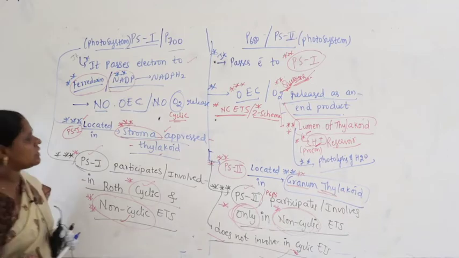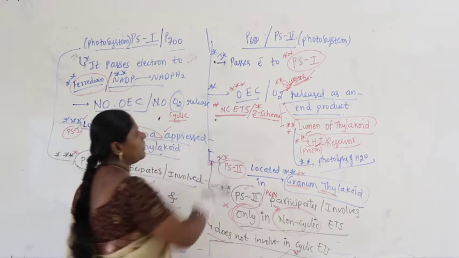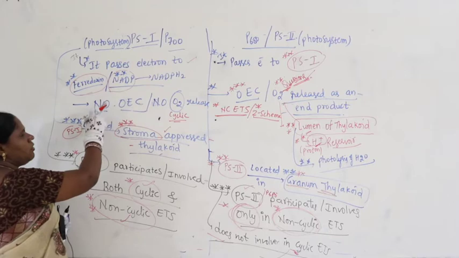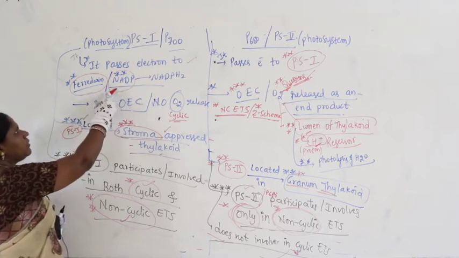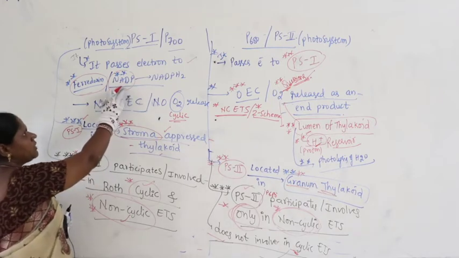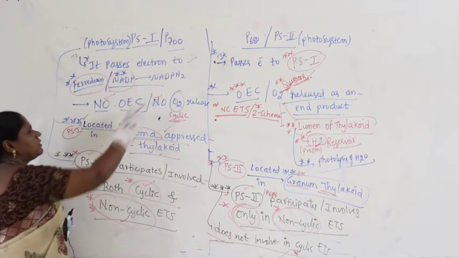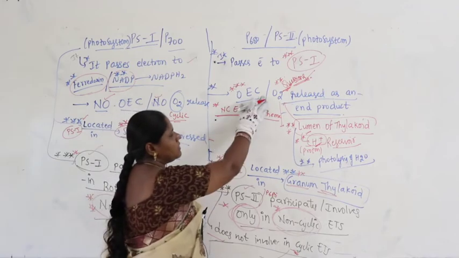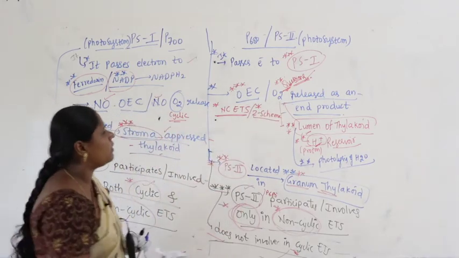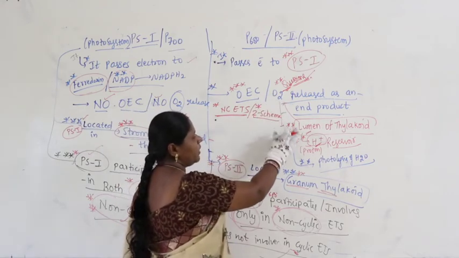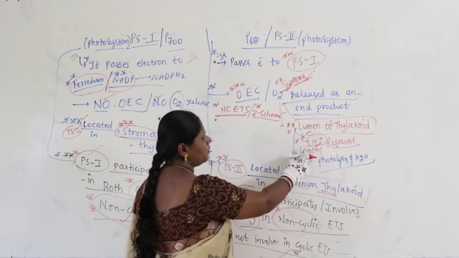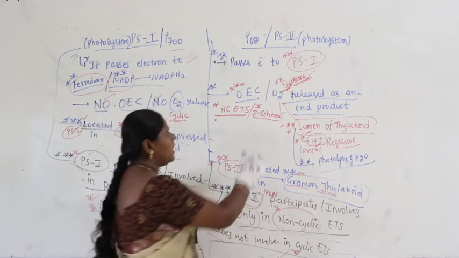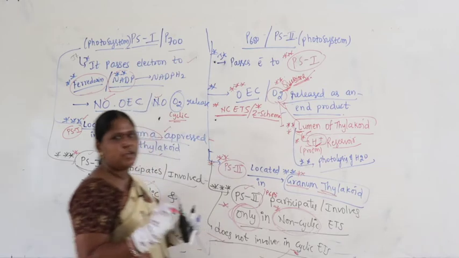Which photosystem is associated with photolysis of water and the oxygen evolving complex? That is PS2. PS1 is not associated with oxygen release and not associated with OEC. NADPH production is there in PS1, but no oxygen and no photolysis of water for PS1. They are only associated with PS2. Where is oxygen released as an end product, if that question comes, very very important: in PS2, in the lumen of thylakoid, where H plus acts as a proton reservoir. That is the place where photolysis of water takes place, and here in the lumen oxygen is released as an end product, right?